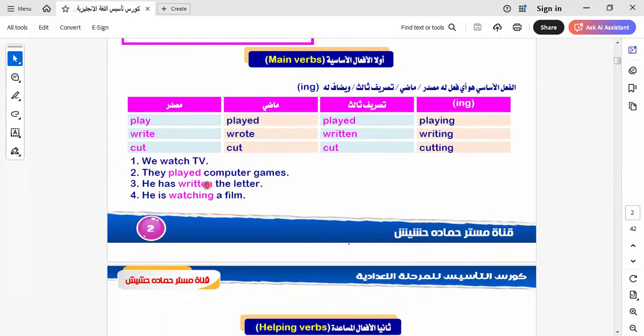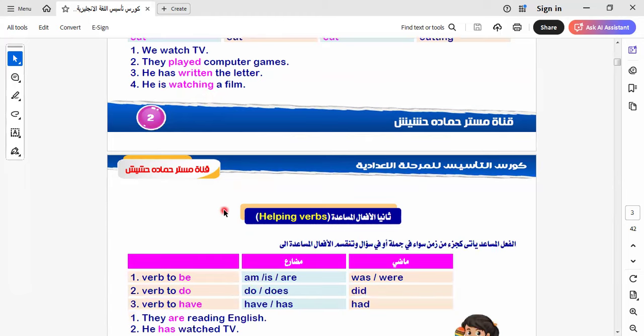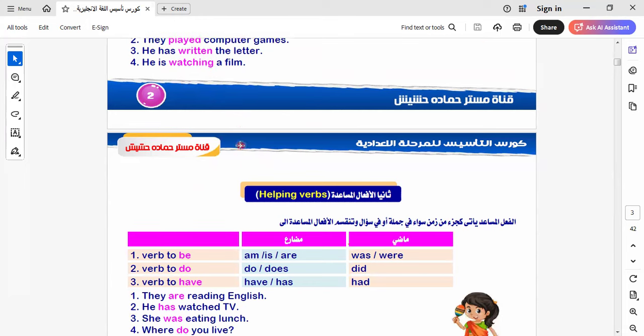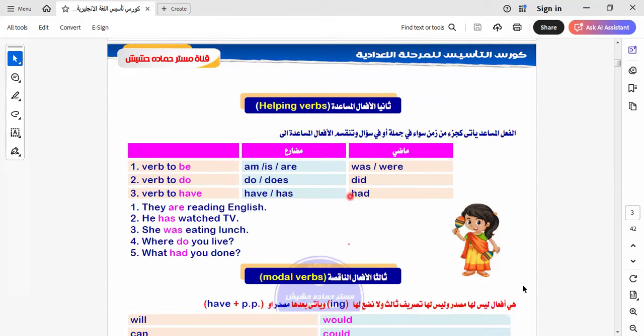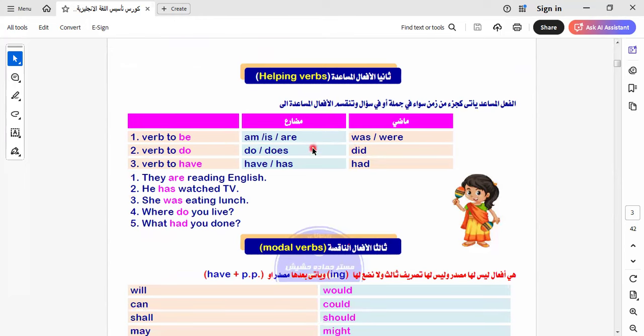We watch TV. They played. Here, played is in what tense? In the past simple tense. Has written is in the present perfect tense, and we will explain it later. Is watching is in the continuous tense. Here is the helping verb. Let's go and know what the helping verb is.